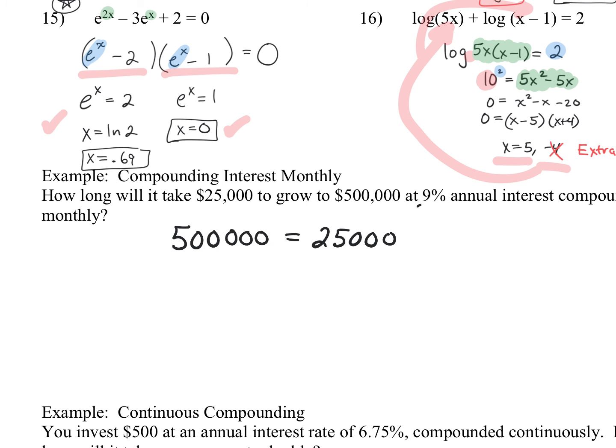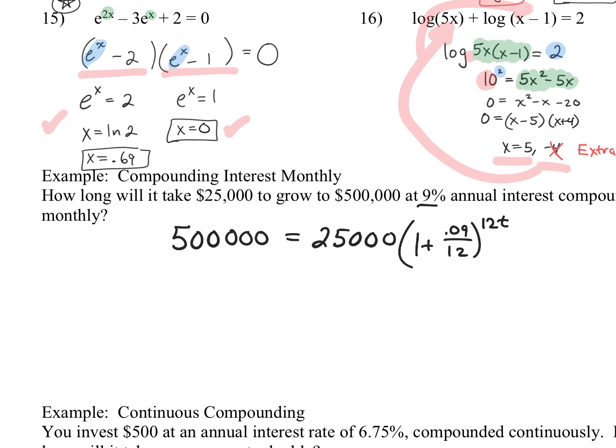Now, they tell us that we have a 9% interest rate compounded monthly, so we need to use this form, right? So 1 plus 0.09 divided by 12 raised to the 12t. So we're solving this equation for t.